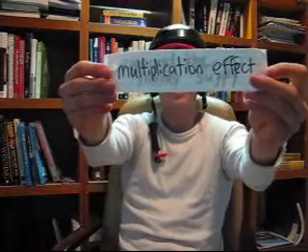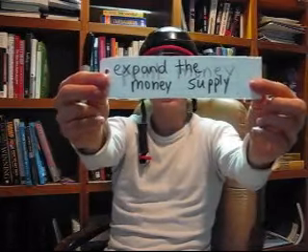And that's how banks create the multiplication effect. The multiplication effect. Because when banks get money, they lend it, and they only keep a little bit, and it multiplies every day. So that's the multiplication effect. What else does this do? It expands the money supply.